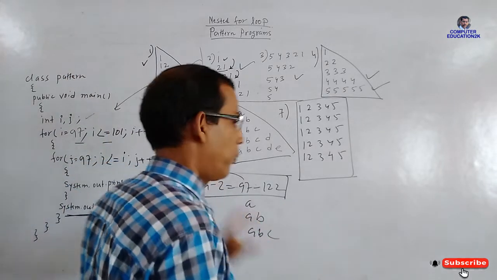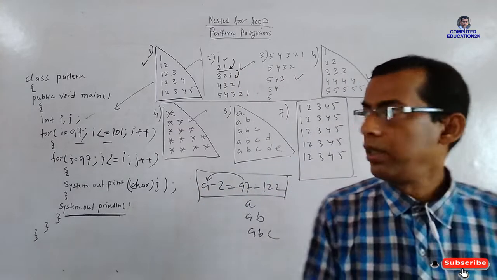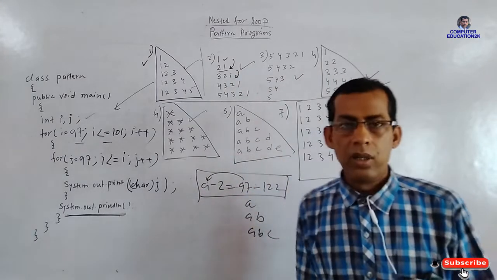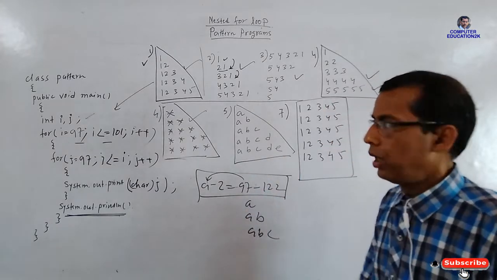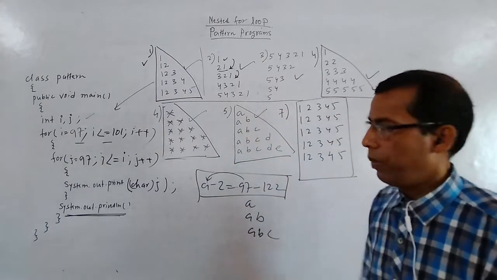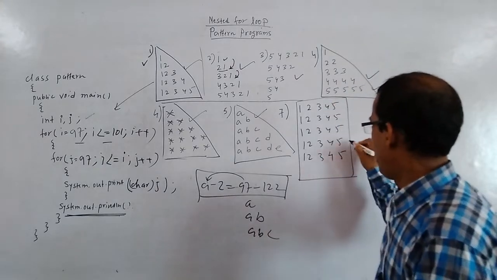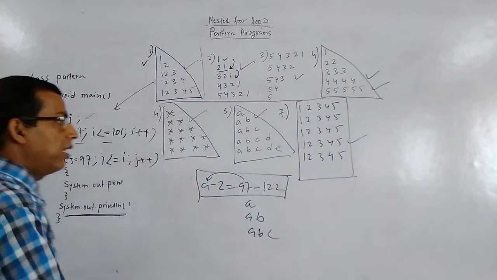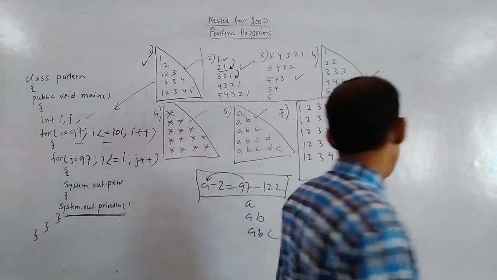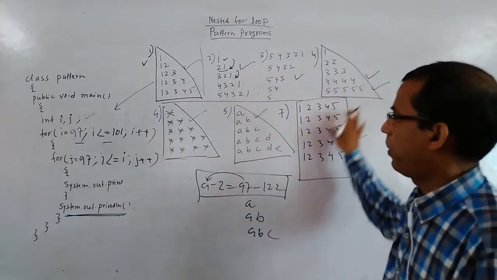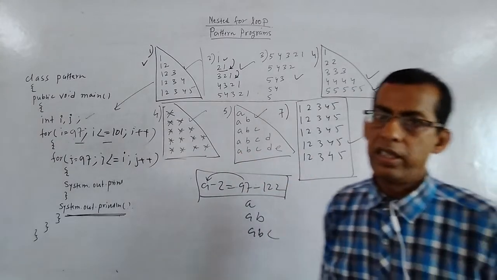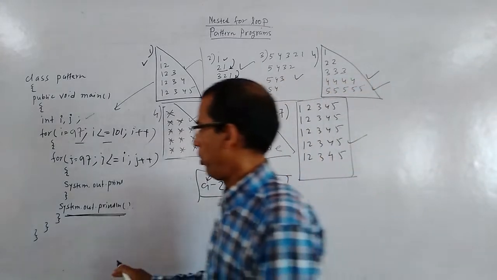Okay. So this way this program will generate this pattern. So this is done. You have understood. Now let's learn the last one. That is a rectangular pattern program. All these are triangular pattern programs, but only this last one is a rectangular pattern program.